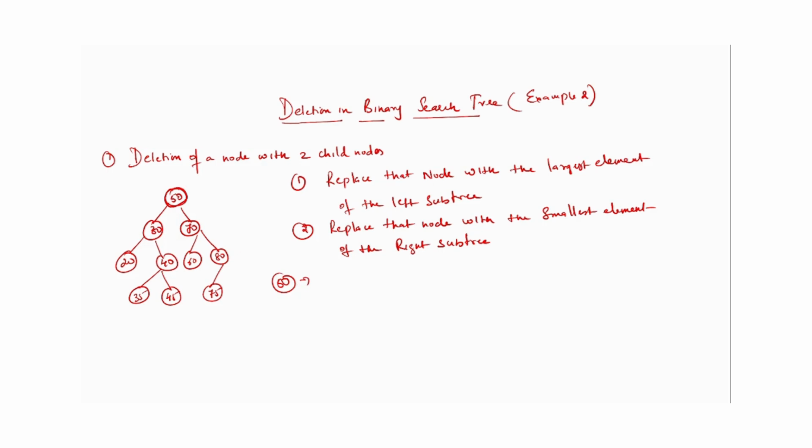So if I want to delete 50, what would happen? I want to replace 50 with the largest element of the left subtree. So let us look at this. This is the subtree of 50. So if I want to delete 50, I need to replace 50 with the largest element in the left subtree. So what is the largest element in the left subtree? 45. Therefore, in place of 50, 45 would come. In place of 50, we will have 45, then 30, then 70.